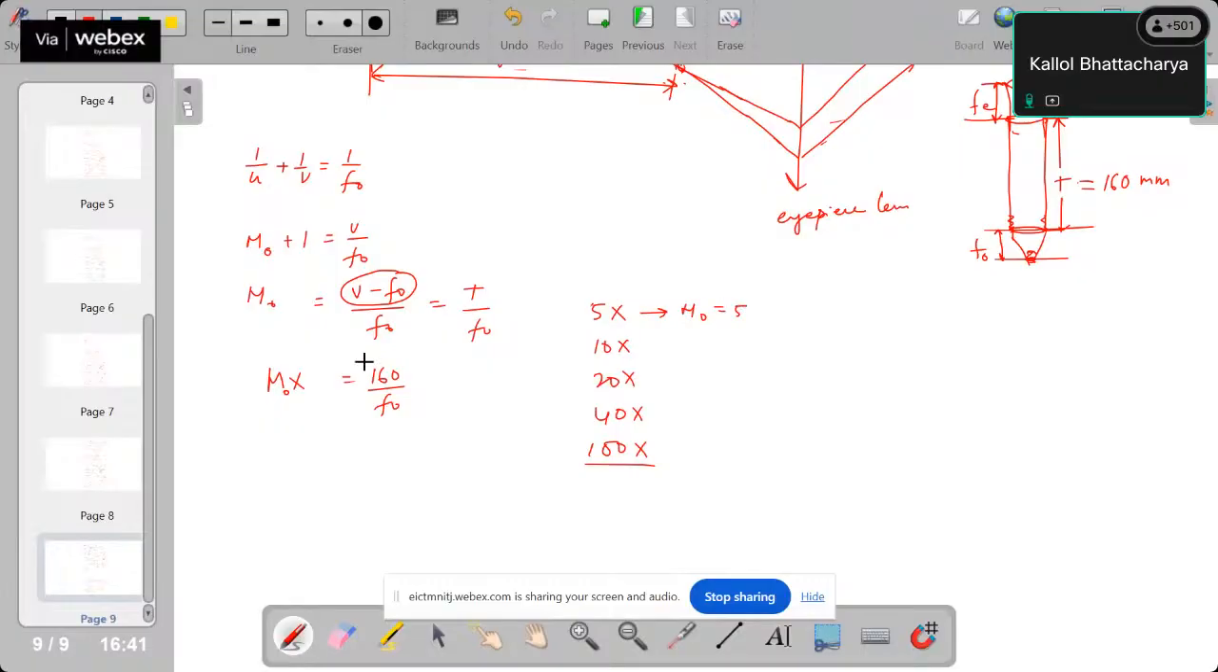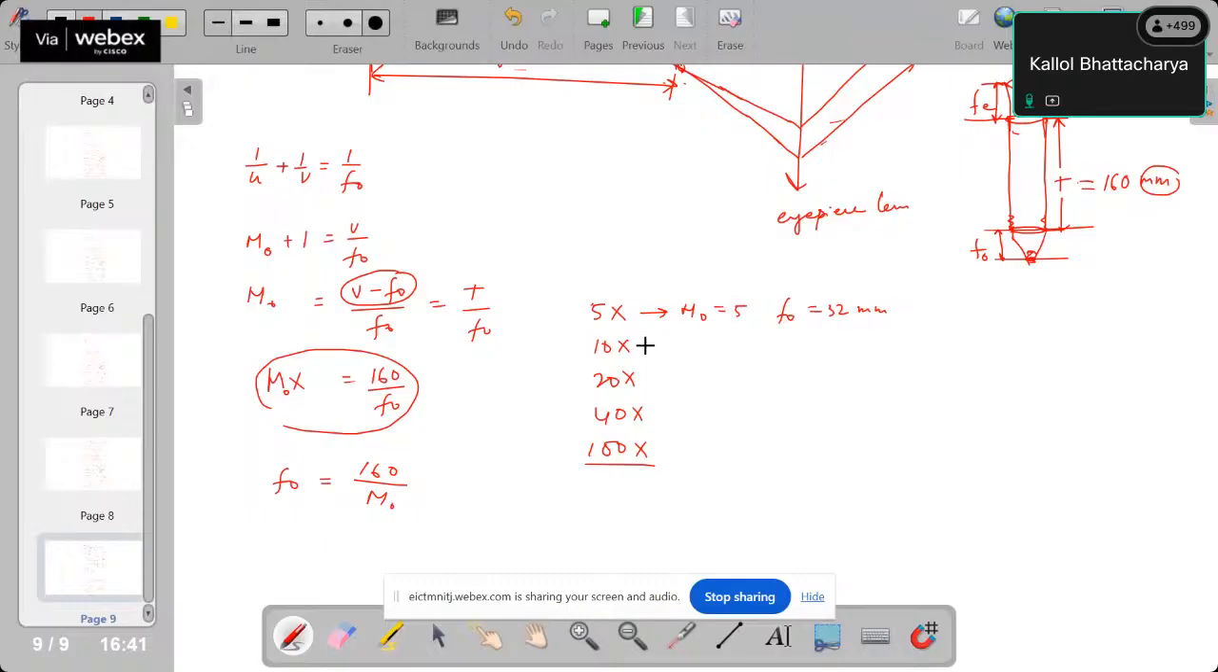Okay. So when MO equal to 5, we can very easily see from here that fo is equal to 160 by MO. So when MO equal to 5, fo is equal to 32 millimeters. This is 160 millimeters. Remember, the unit is millimeters. Therefore, 160 by 5 is 32 millimeters. So we know that a 5x objective has a focal length of 32 millimeters.